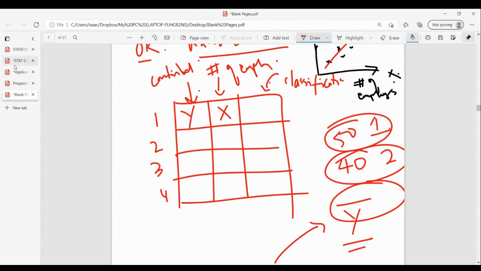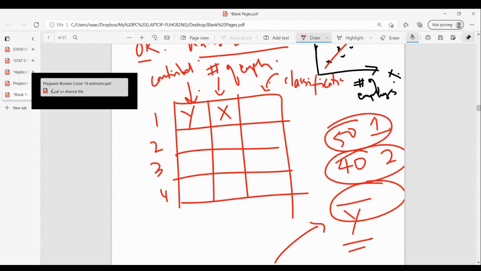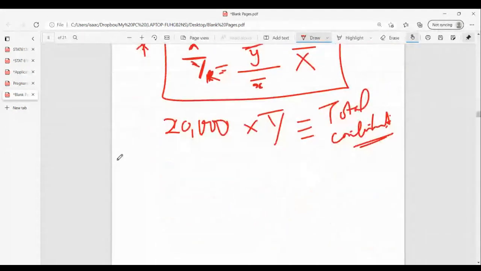Right. I don't know if Donald has anything else to add. We have a second one. Second.